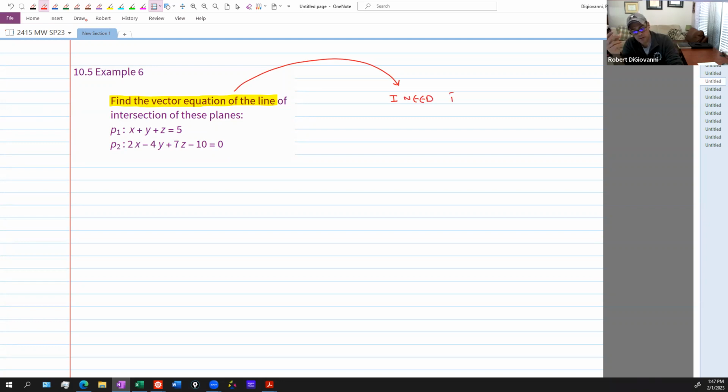Two things. One, I need a point on the line. And the other thing I need is a direction vector. This is from last class, right? Once I have those two things, I can use the formula r(t) equals the vector r naught plus tv, which was our main takeaway from last class.